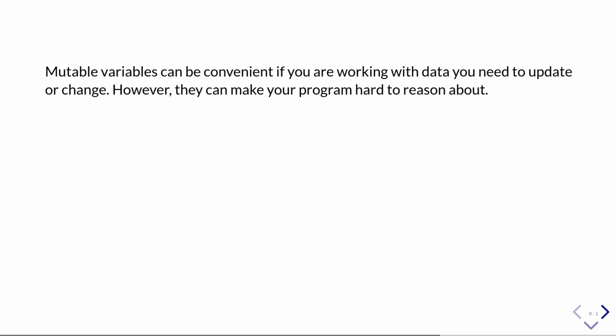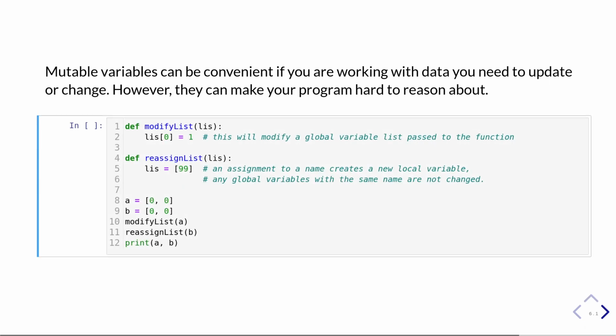Now, mutable variables can be convenient. In fact, they're essential if you have some data that you want to represent in your program and you might need to modify or update it. Then you probably really do need a mutable type like a list to do that. But the problem with mutable types is that they can sometimes be a little bit confusing. Some things can happen with mutable variables which may seem confusing, which can't happen with immutable variables. Let me show you an example of this.